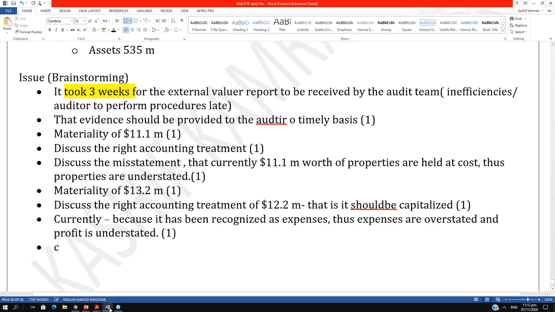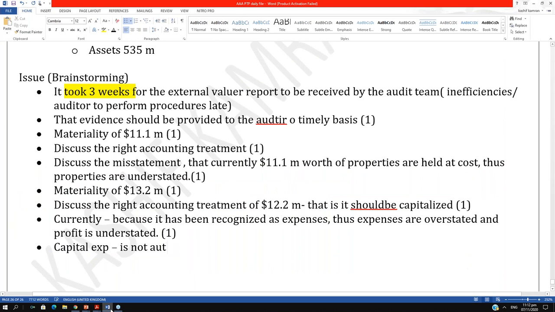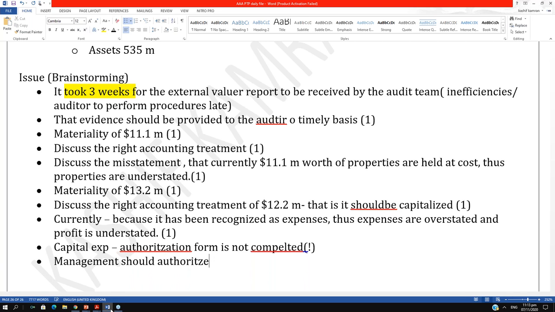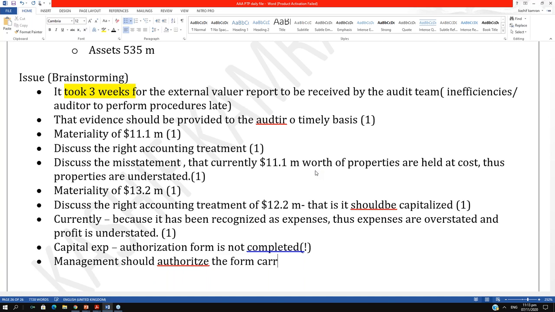Further, you have another problem that the capital expenditure is not authorized. If I'm not picking wrong, the capital expenditure authorization form has not been completed. 1 mark, and you will explain that the capital expenditure authorization forms are not completed, and management should authorize the forms carefully. You give them a suggestion, right?